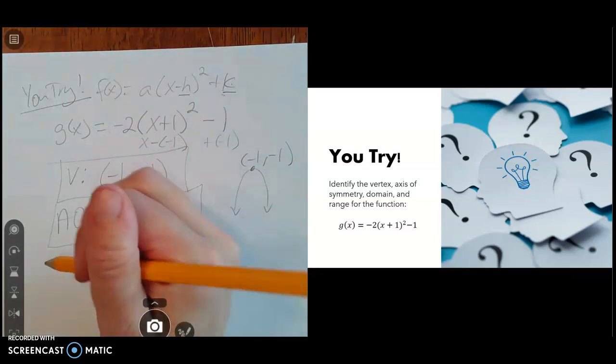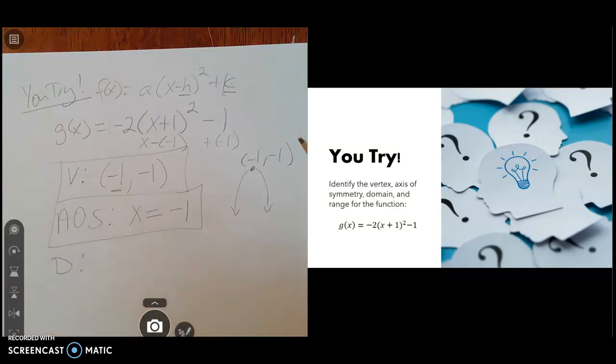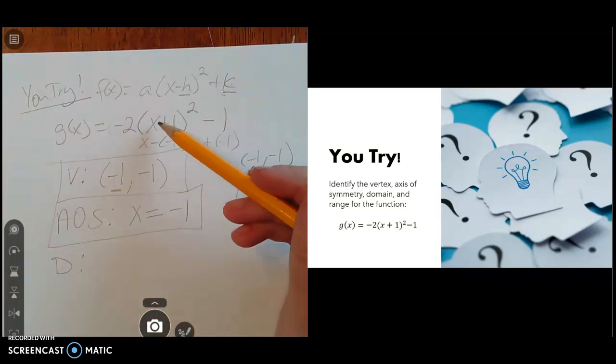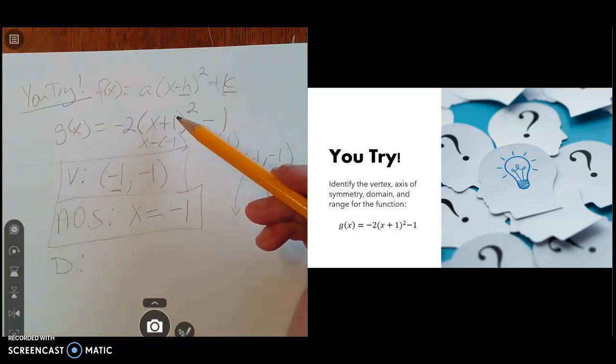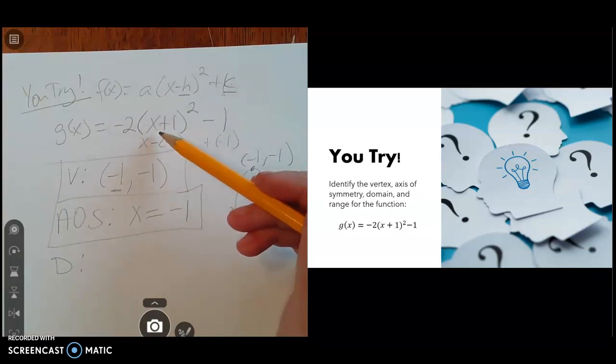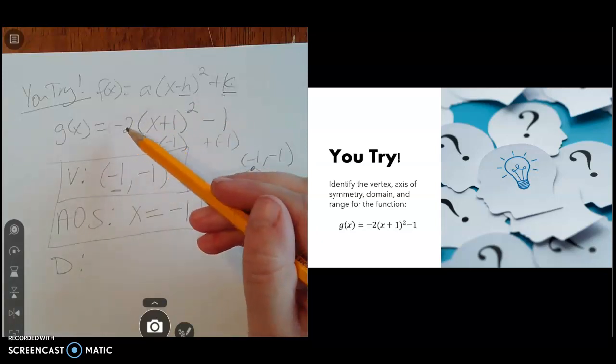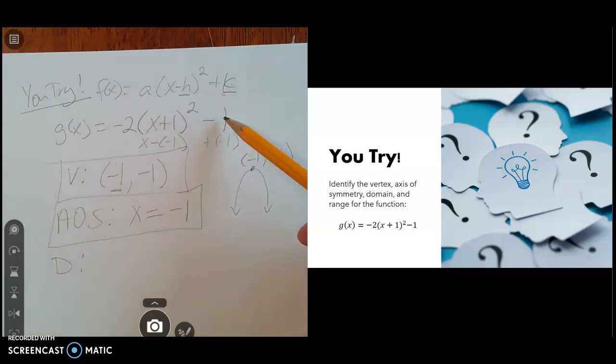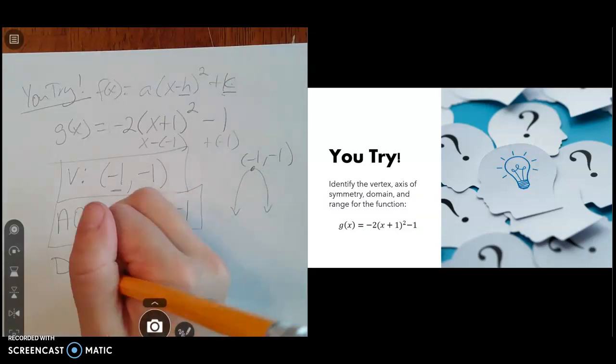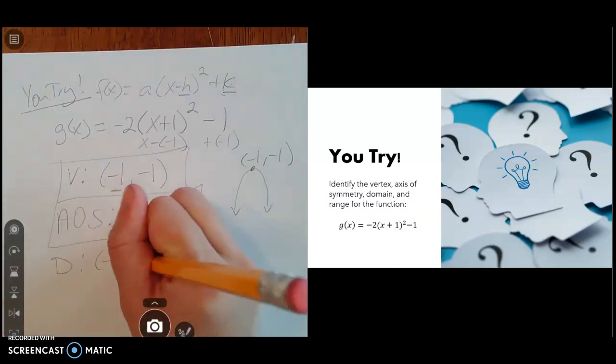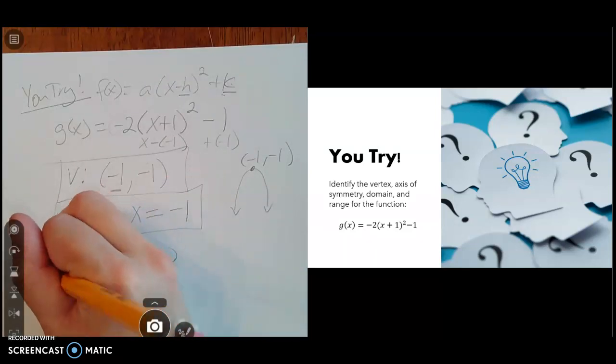Okay? So for your domain, if you want to think about it algebraically, any number can be added. You can add 1 to anything. You can square anything. You can multiply anything by -2, and you can subtract 1 from anything. So there's no restrictions at all on your x values. If you want to think about it visually over here, it's going to go to the left forever, it's going to go to the right forever, and it's going to include every value in between. So your domain is all real numbers, so that's -infinity to +infinity.